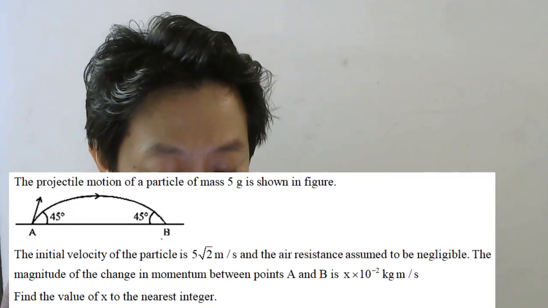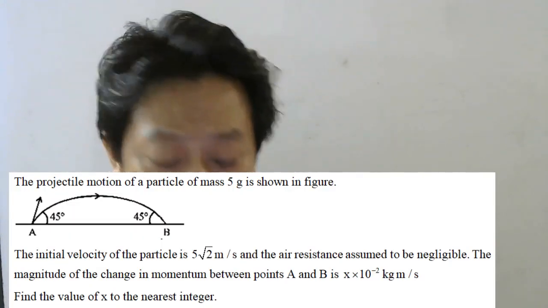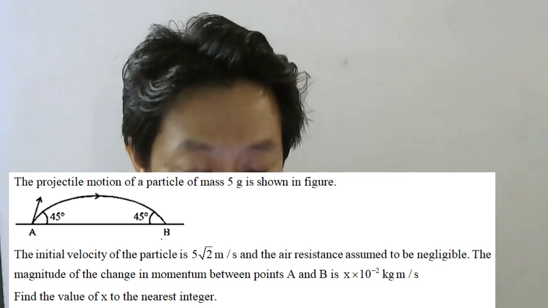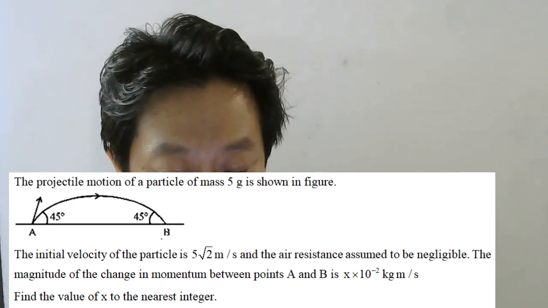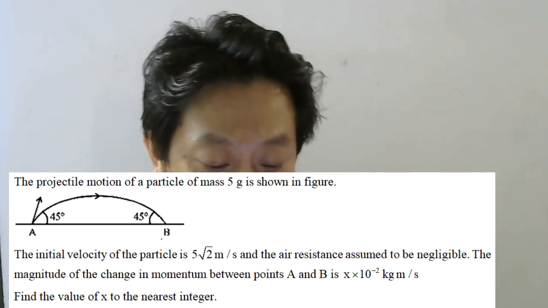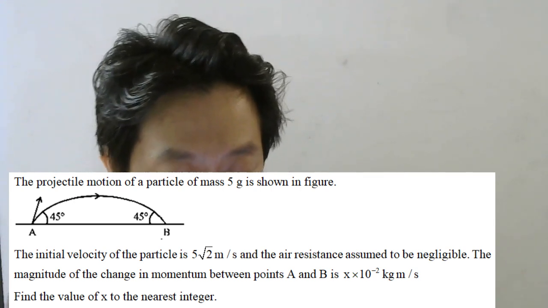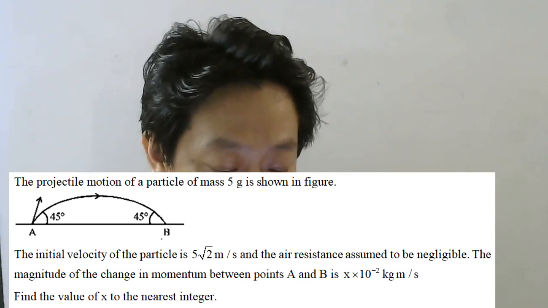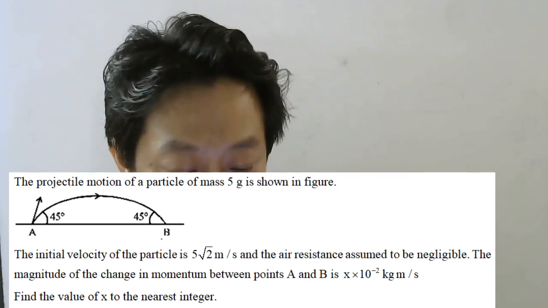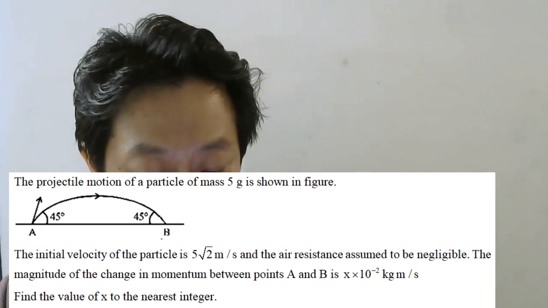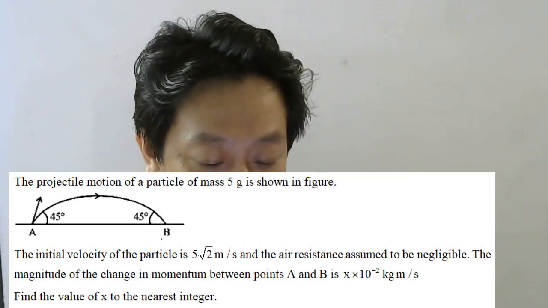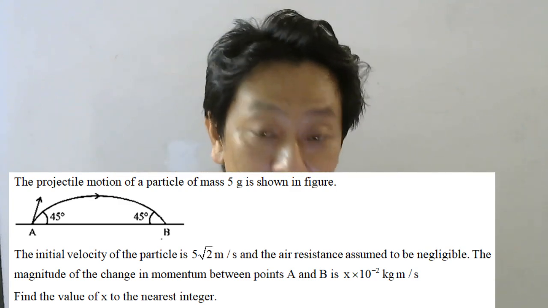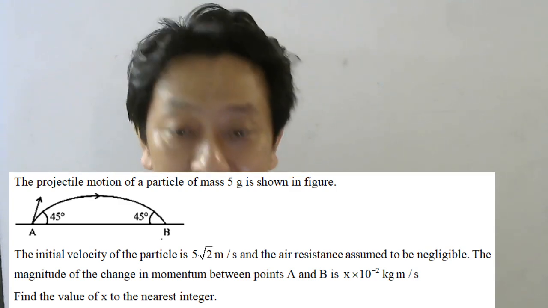It says the projectile motion of a particle of mass 5 gram is shown in the figure. The initial velocity of the particle is 5 root 2 meter per second and the air resistance is assumed to be negligible. The magnitude of change in momentum between point A and B is x into 10 power minus 2. We have to find the value of x to the nearest integer.